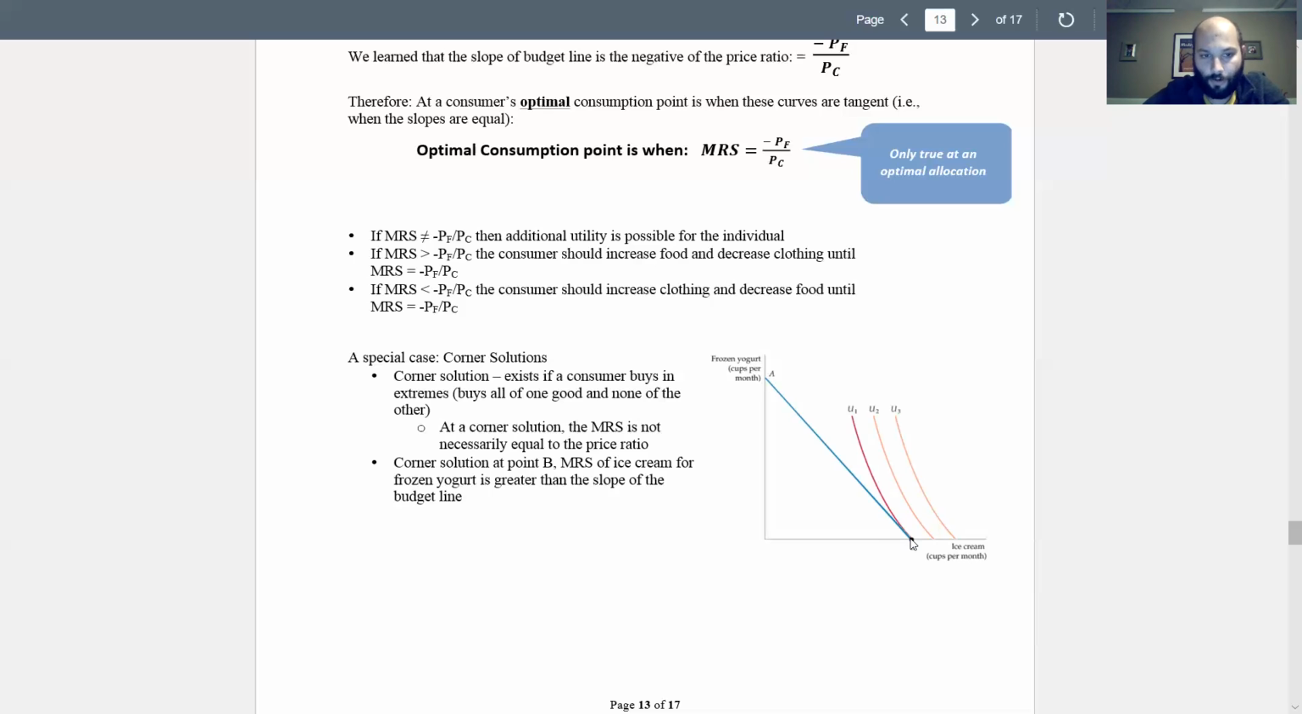still produce corner solutions. The idea here is that if marginal rate of substitution is not equal to the price ratio, then we can add utility. All right, and we want to keep adding utility basically until that marginal rate of substitution is equal. And if we have a corner solution, that's only the case where we're purchasing only, in this case, ice cream.